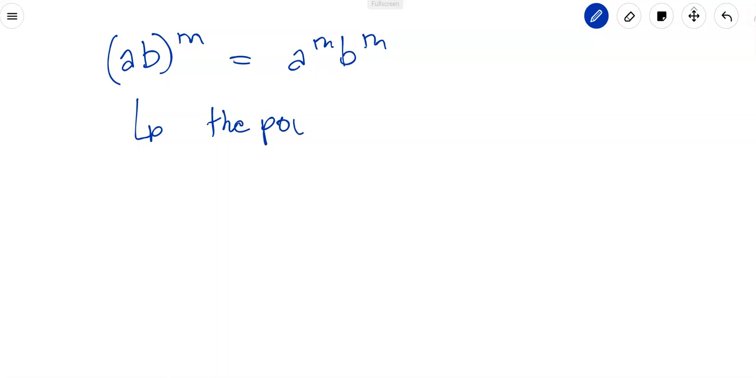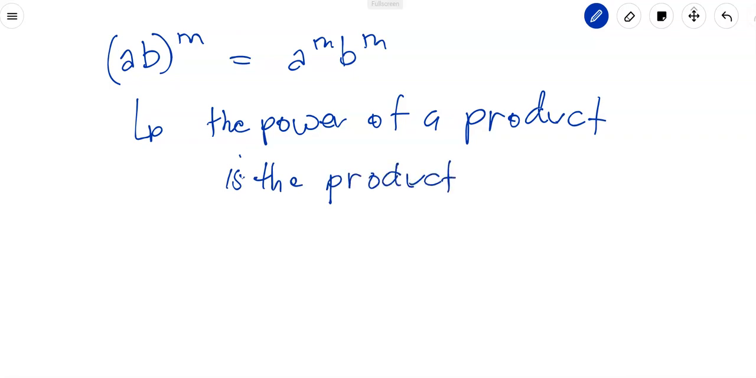Next property. For example, we have (ab) raised to the power of m. As what I've said, the same as in the product property of exponent, we need to distribute to each of the following values. So therefore, it will give us a to the power of m, b to the power of m. So this one now is the power of a product. The power of a product is the product of the powers.